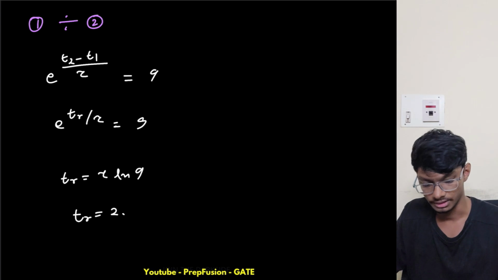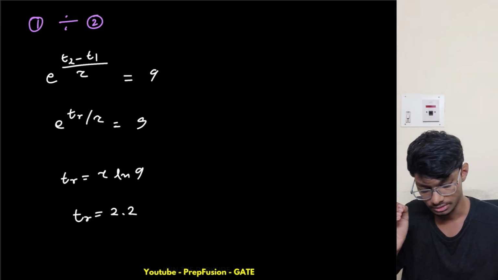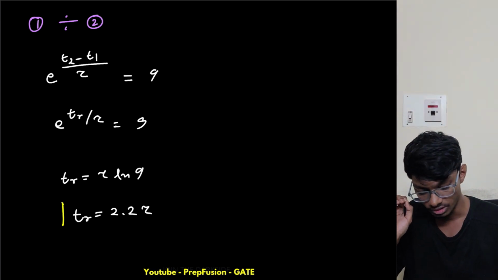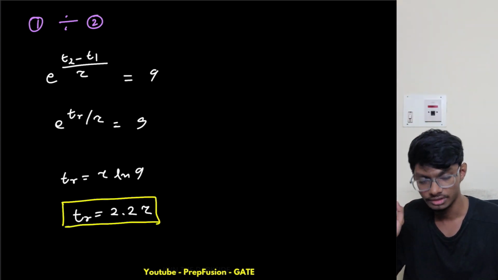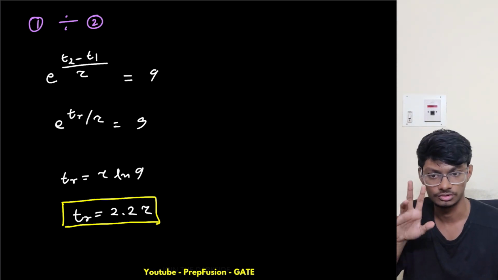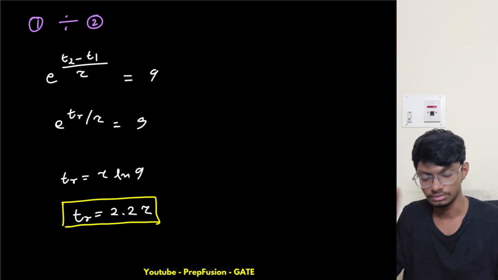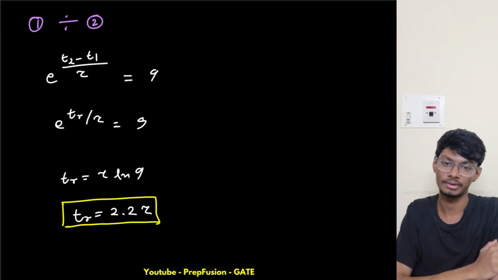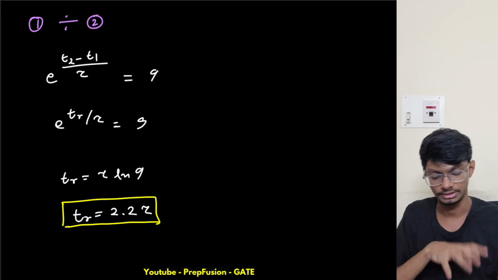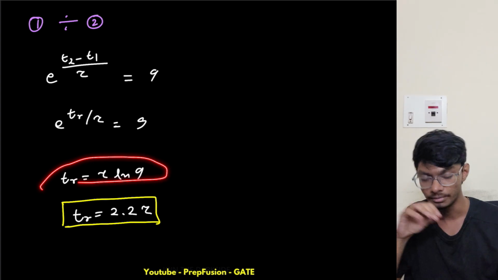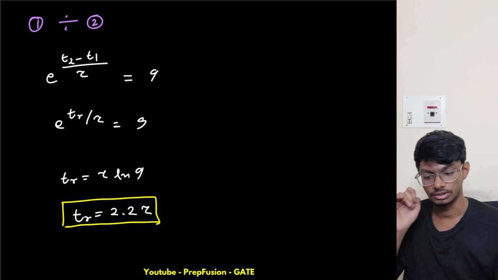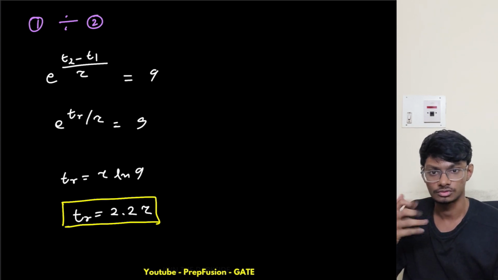And ln 9 is 2.2. I have already calculated this, and this is a standard thing also. So this is 2.2 times tau. But if you don't remember, just remember the definition and put it into the GATE calculator. Just put ln 9 and you will find that it equals 2.2. Sometimes remembering all the formulas is difficult, right? Just remember the basic definition, come until this stage, and put ln 9 in the GATE calculator and you will get your answer. So do whatever suits you.